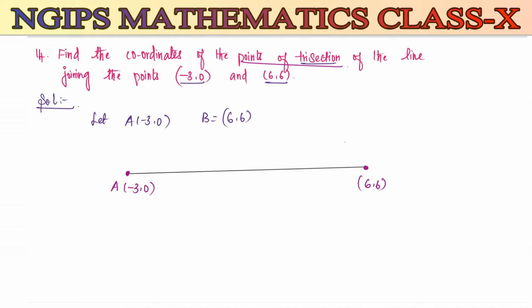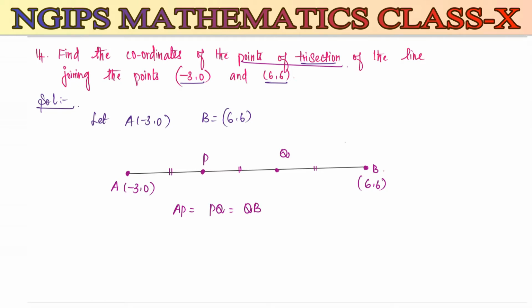So the points of trisection are nothing but the points P and Q which lie on the line segment AB. Now here I need to consider the points. This is P and here it is Q, which divide it into 3 equal parts. So this is the first equal part and this is the second equal part and this is the third equal part. So here totally we have 3 equal parts. So I can write here AP is equal to PQ is equal to QB.